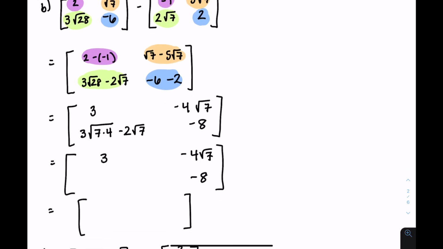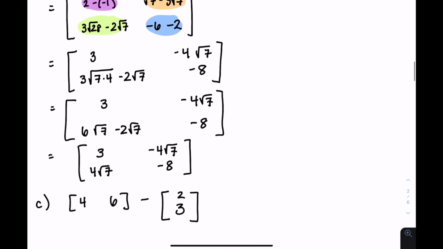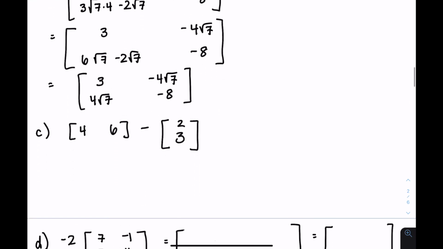So all of these 3 pieces are already finished, but now that square root of 4 will turn into a 2, so we're going to get 6 root 7 minus 2 root 7, and so that will become +4 root 7. Okay. And now in this one, I've got the matrix 4, 6 minus 2, 3.